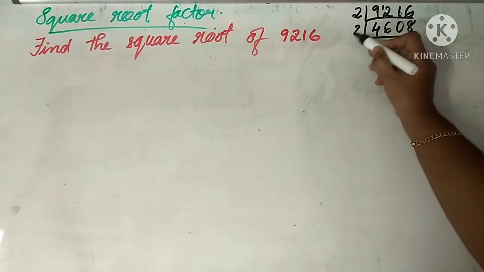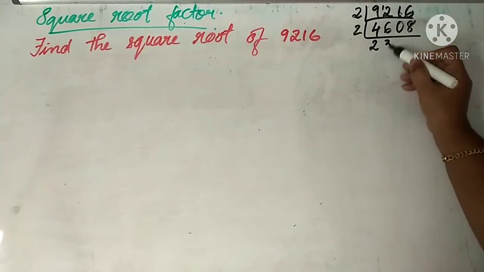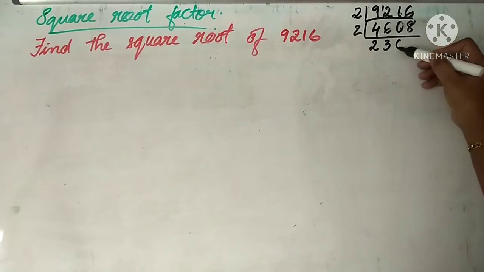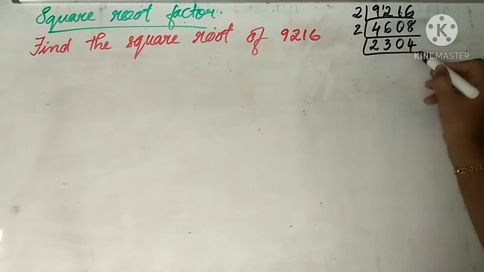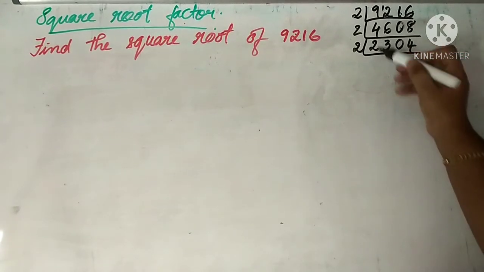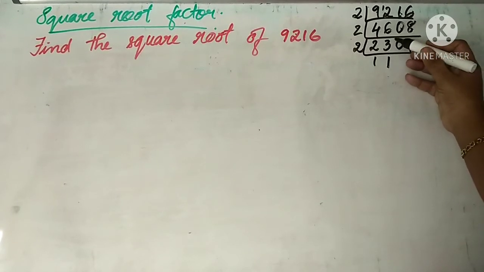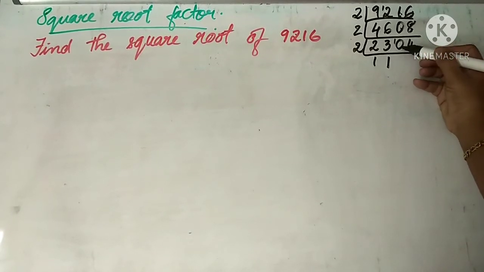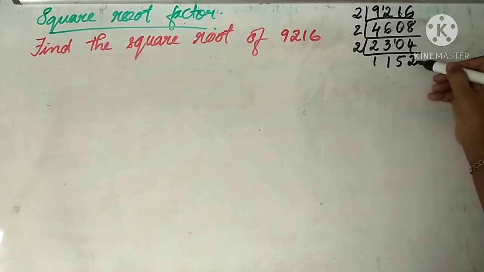Again, it is divisible by 2. 4 will go 2 times. 6 will go 3 times. Instead of 0, we can write 0 itself. 8 will go 4 times. Again, it is divisible by 2. 2 will go one time. 2 stable, one time 2 will go, balance 1, give it to the next number, so it becomes 10. 10 will go 5 times. 4 will go 2 times.